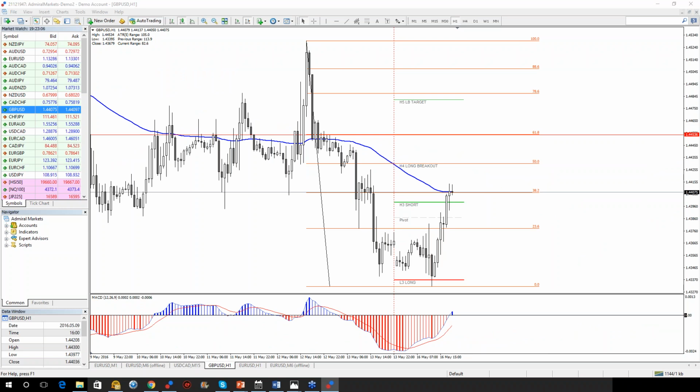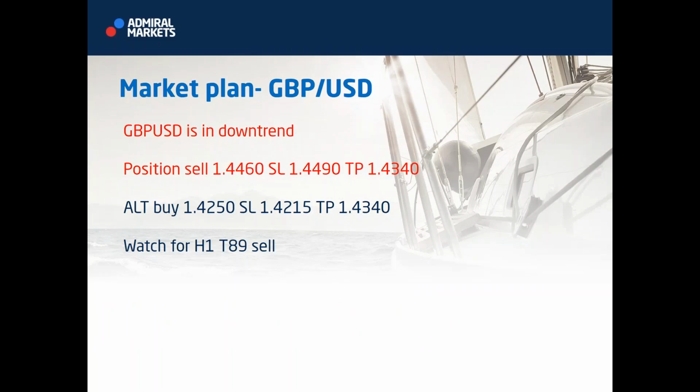So this is what I'm counting at here, selling here and buying only at 42.50, guys. Okay, 42.50 here, my zone for buy trade. See here, a lot of buying, initial buying. But I would prefer to see a short trade first. But watch for H1 T89 sell. Watch for it, guys. Maybe it will give you some chance to at least make some small scalp trade, guys.